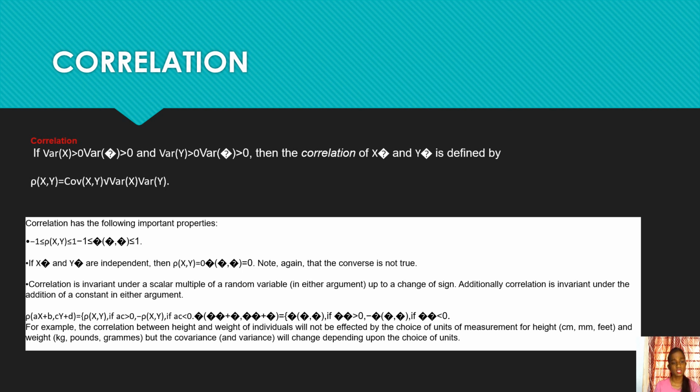Correlation is invariant under a scalar multiple of random variables up to a change of sign, and additionally invariant under the addition of a constant in either argument. So, for example, the correlation between the height and weight of individuals will not be affected by the choice of units of measurement of height and weight, but the covariance will change depending upon the choice of units.